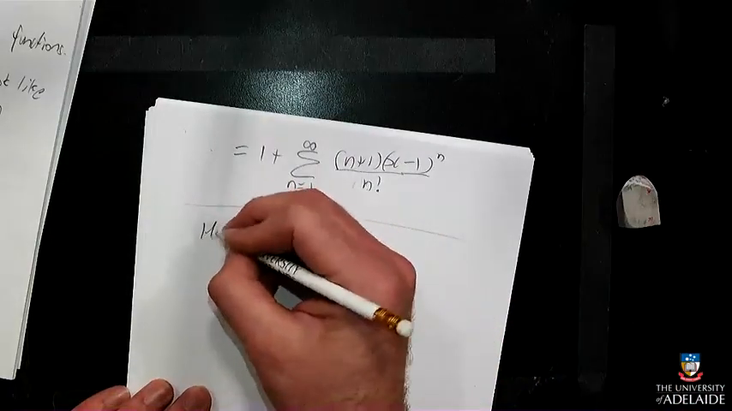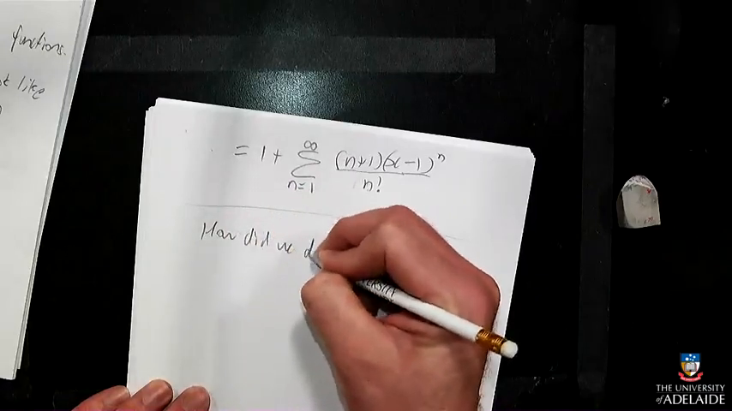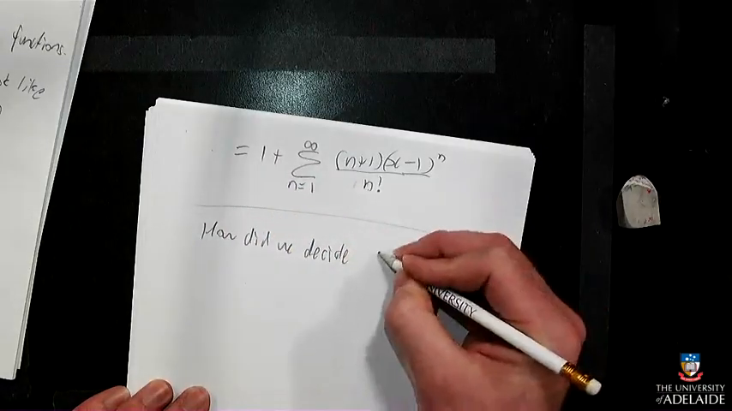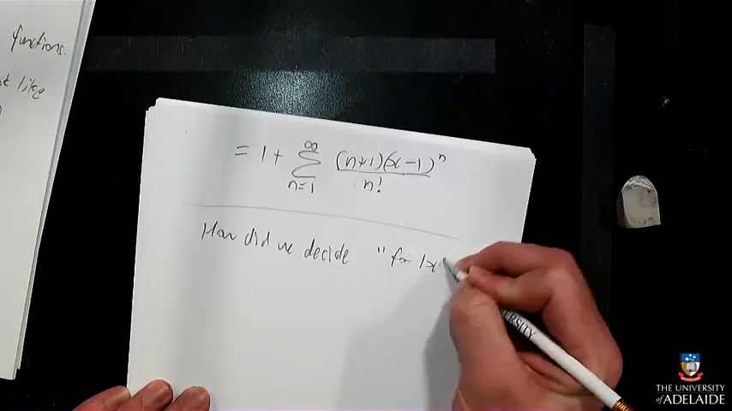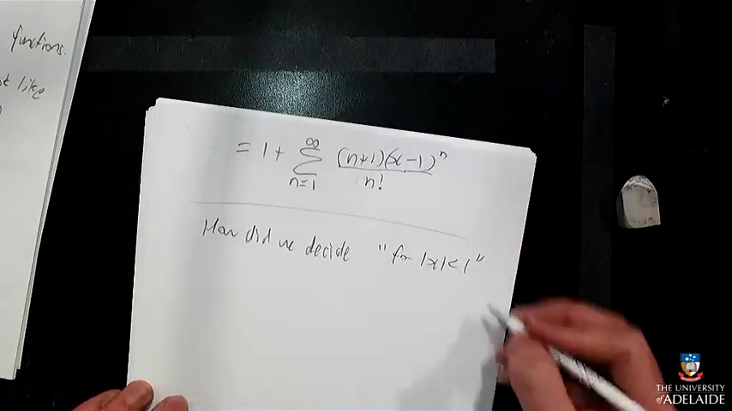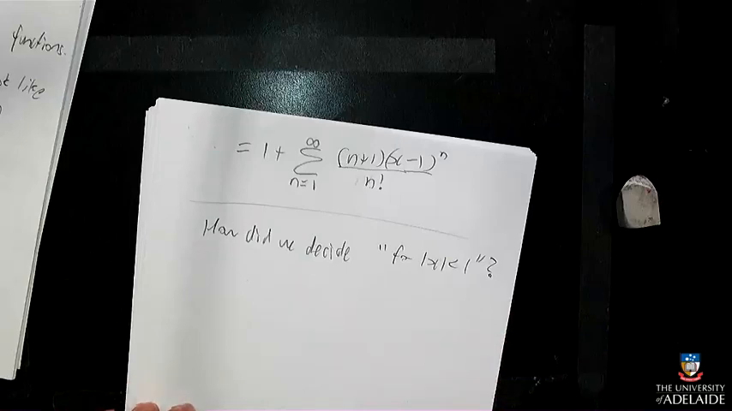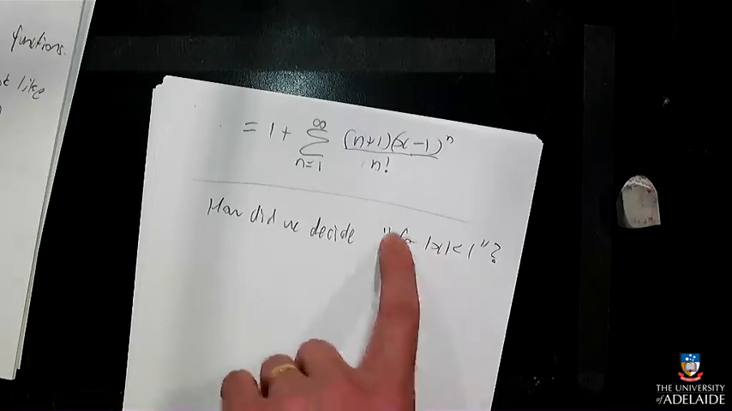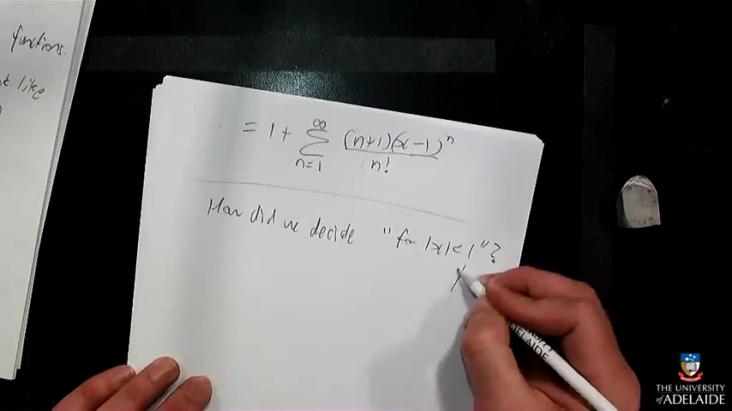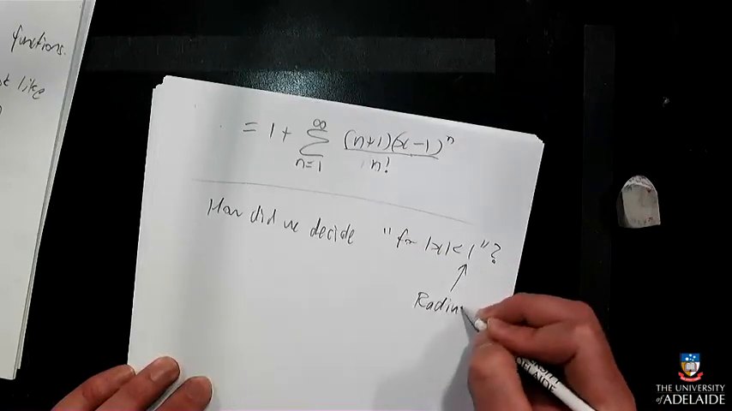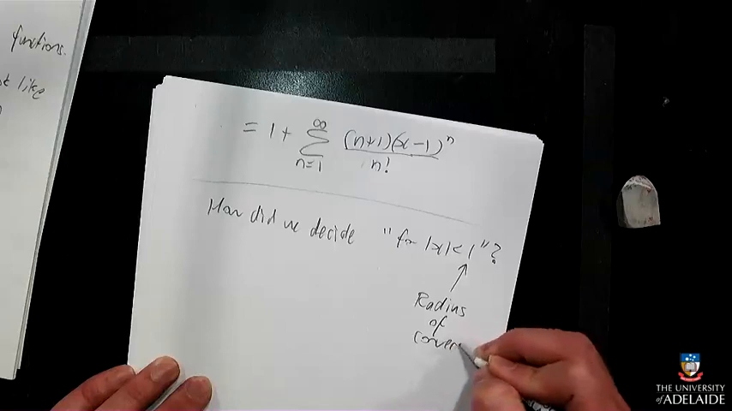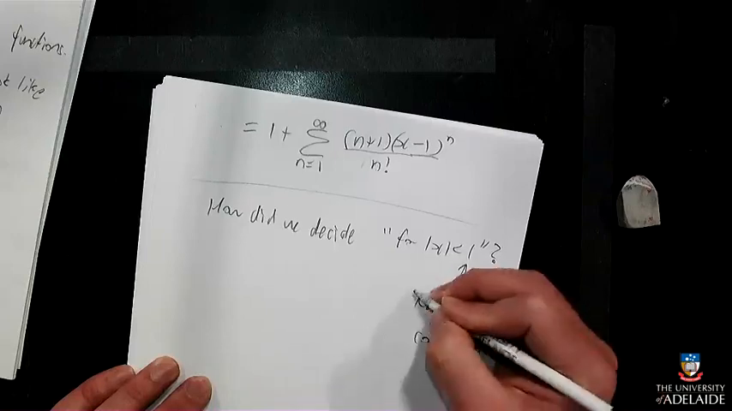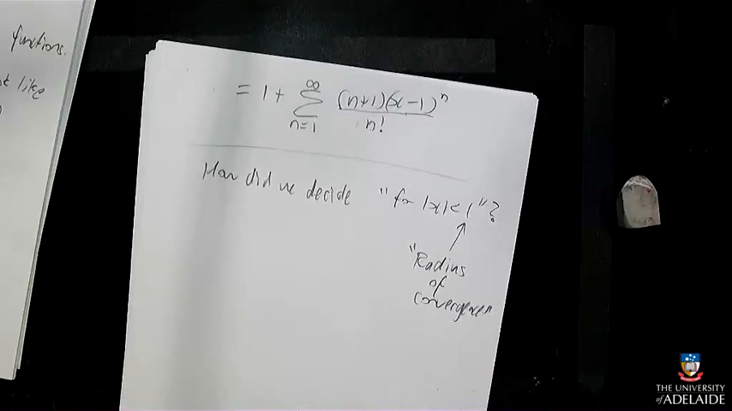So here's a question. How did we decide that the absolute value of x is less than 1? If you have to go, that's fine. How did we decide that? And this is called an interval of convergence. Like this thing here is called a radius of convergence. So how did we decide? We decided by doing the ratio test.